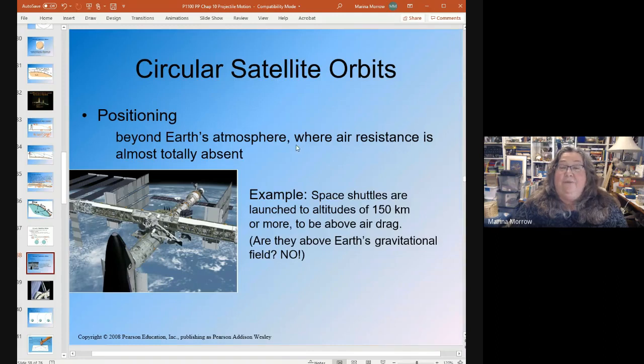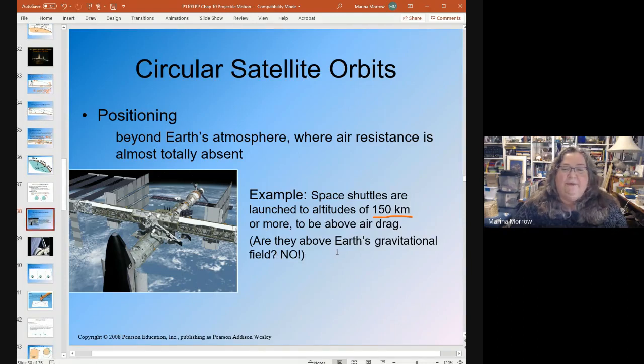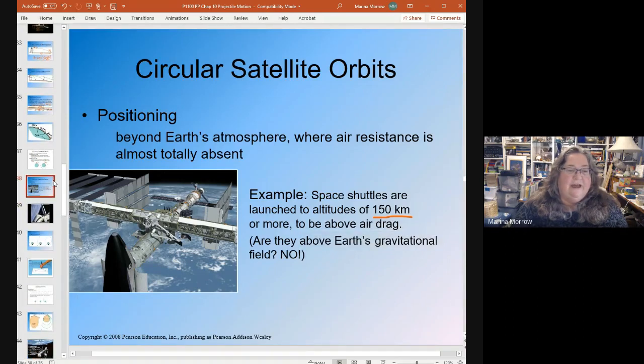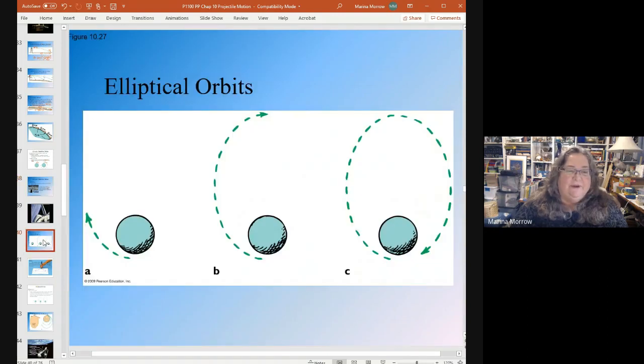Now, we want objects to be up above the air because that's where there's no air resistance. That's why space shuttles and the space station are around 200 kilometers above the surface. So they're above the air. But remember, they're not above the gravitational field. In fact, you need gravity. Gravity is going to provide the centripetal force to keep it going around the Earth.